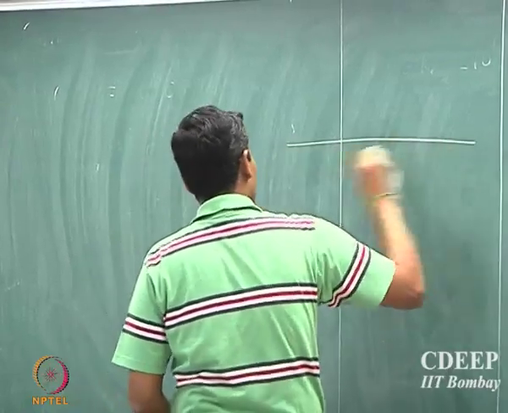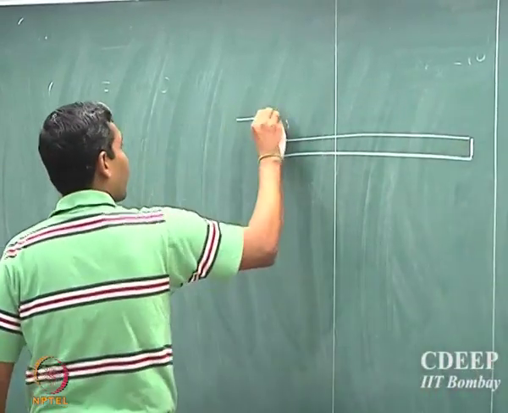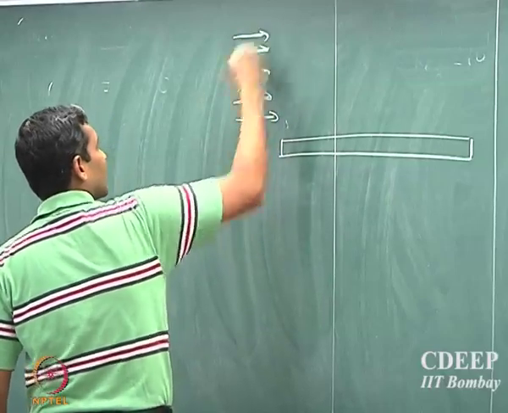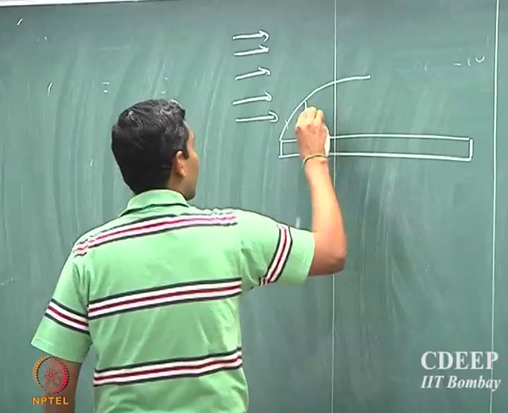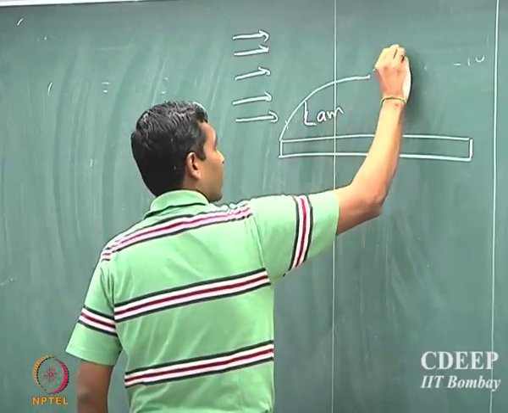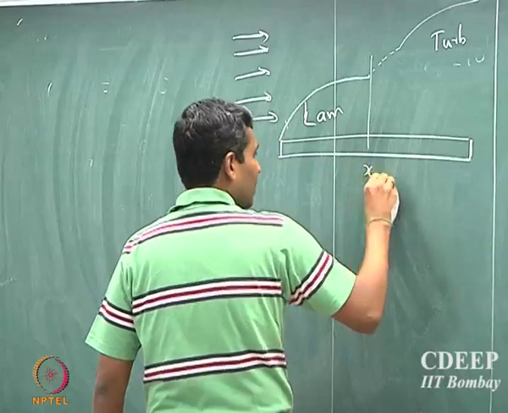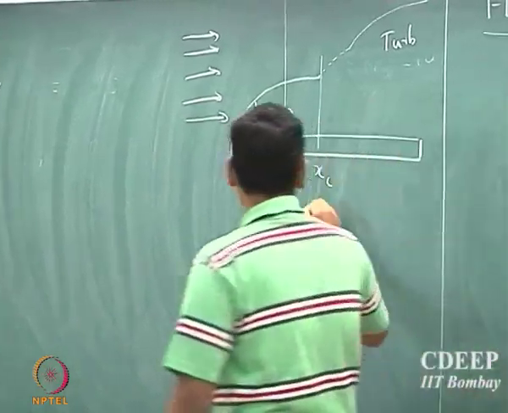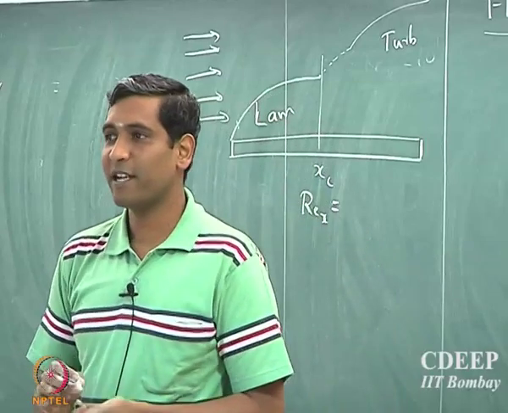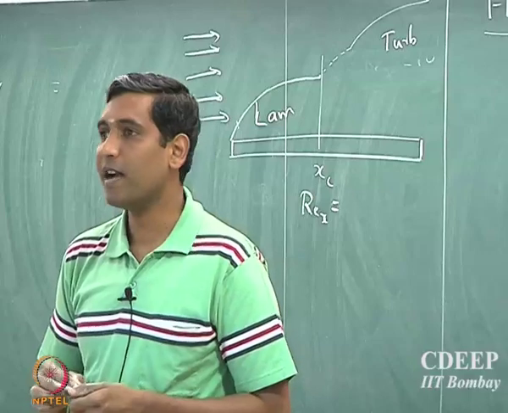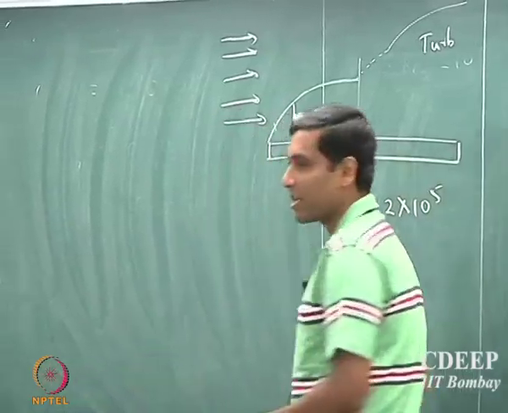Suppose I have a flat plate, where there is a fluid which is flowing past this flat plate, and you have some region which is laminar. So you have laminar conditions here, and then you of course have a transition, and then you can have a turbulent regime. So this is the critical distance at which the Reynolds number is, what's the critical Reynolds number? 2 into 10 power 5. So that's the critical Reynolds number.